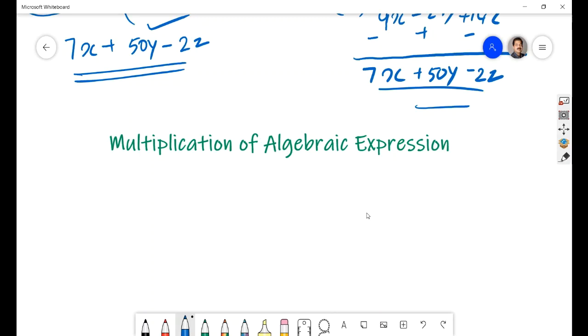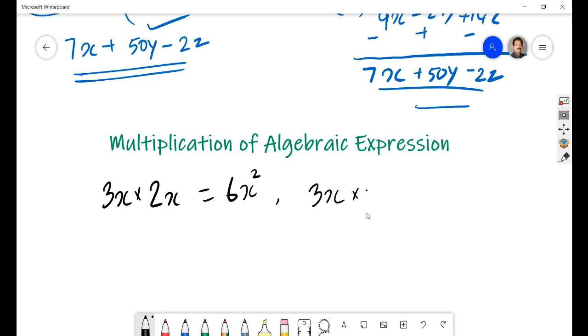For example, it is as simple as this. 3x into 2x is equal to 3 into 2, 6, x into x, x square. So it is just like 3x plus 2x is equal to 5x. But if it is 3x into 2y, one is a set of apples and the other is a set of mangoes, but here there is no botheration, we will write 6xy.